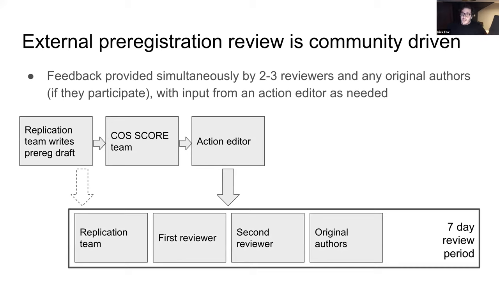The replication or reproduction team writes the pre-registration. We see it, we make sure all the pieces are in place, and we source that to an editor. An editor is a community member, and they then find the reviewers who are also community members. We invite the original authors, like Olivia mentioned, and the replication and reproduction team is there too. Feedback is provided simultaneously by the reviewers, the editor, the original authors, and a real key piece of this is that there's a 7-day turnaround. There's 7 calendar days, 1 week to have this review happen.